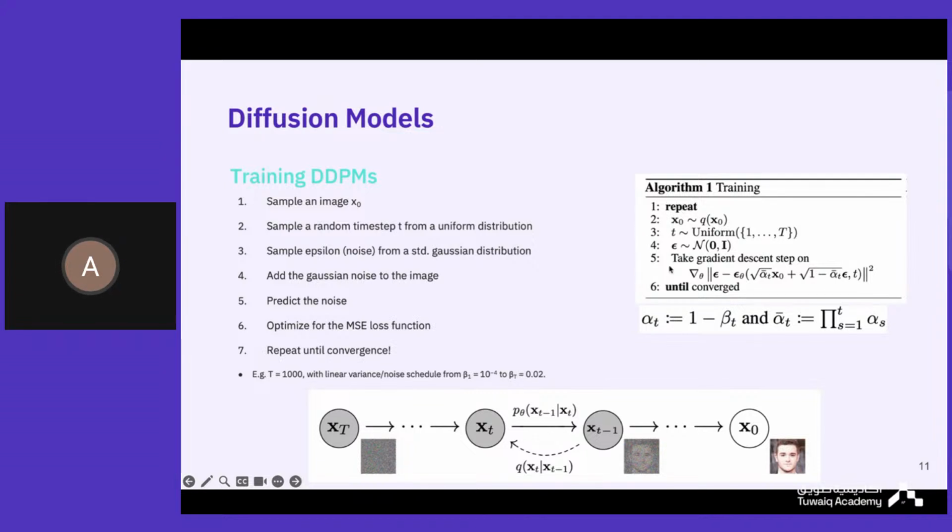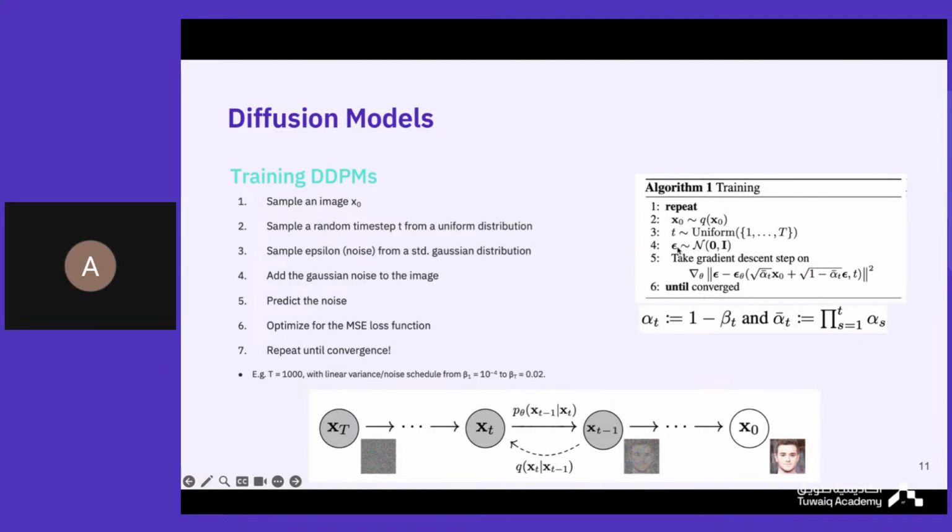We repeat until convergence, and then we sample from our distribution. Basically, here we're taking one sample from our training data set, one image, x0. We sample a random time step from 1 to capital T. Why do we sample time? Because we need to input time as an input to the model itself. We need the model to learn the notion of time. We need the model to know at which step it is now. It's either at xt or xt minus 1, or in this case x0, which is the first time step.